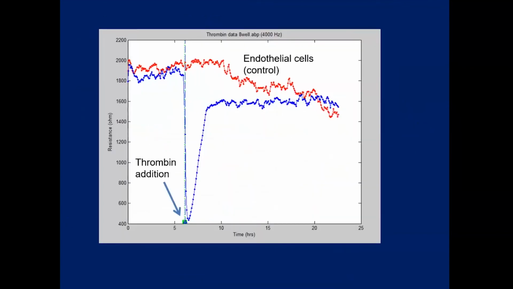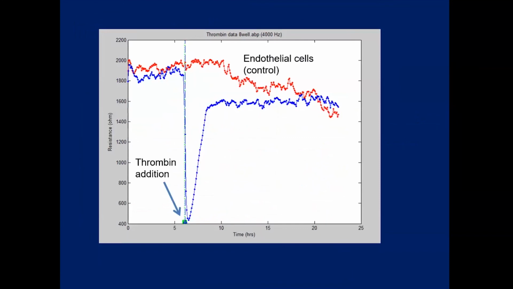Let me show you some data with HUVEC. In this case, they've been grown to confluence, and then we've added thrombin, and it will bind to a protease-activated receptor and cause this drop in the resistive portion of the impedance measured at 4,000 hertz.